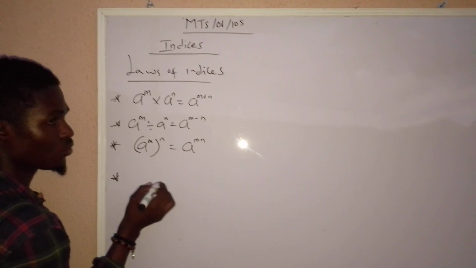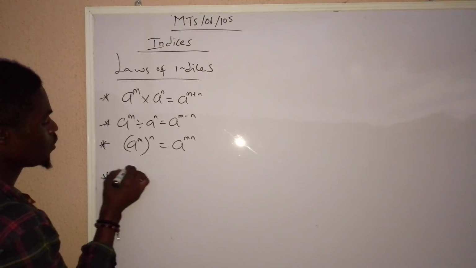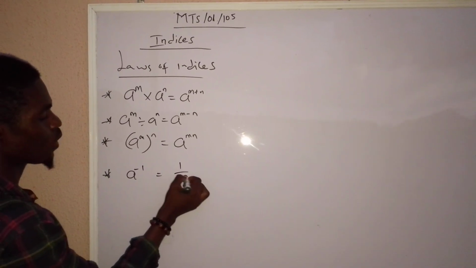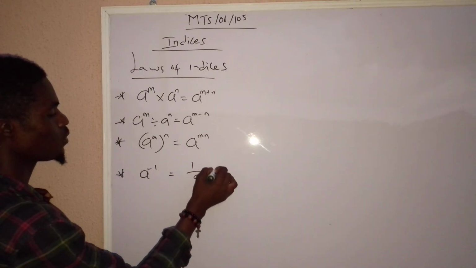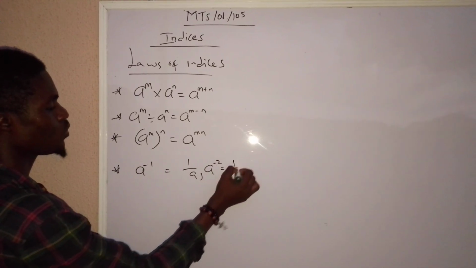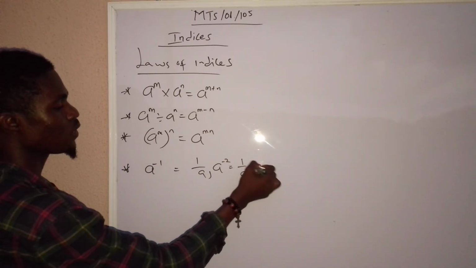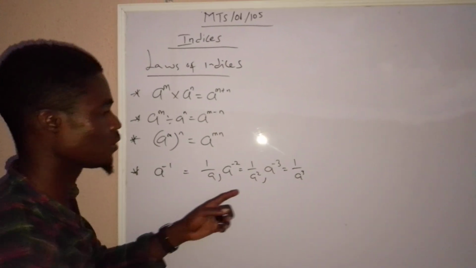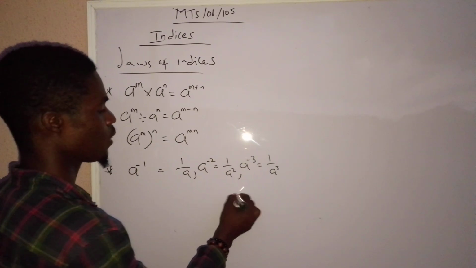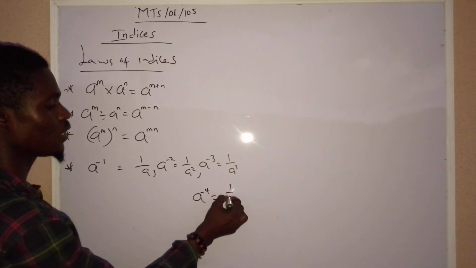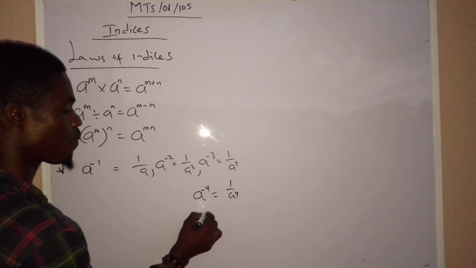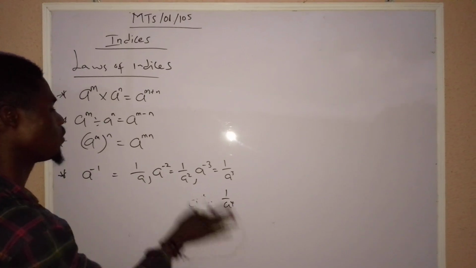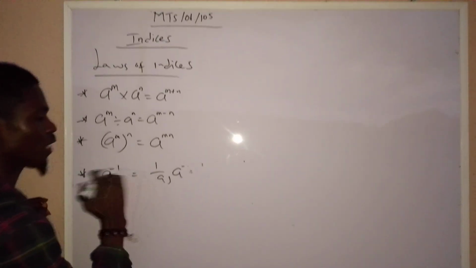So negative index. If you are having, for instance, a raised to power minus 1, it's the same thing as 1 over a. If you are having a raised to power minus 2, the same thing as 1 over a raised to power 2. If you are having a raised to power minus 3, it's the same thing as 1 over a raised to power 3. You can see that the negative is just removed here. Something like a raised to power minus 4 is the same thing as 1 over a raised to power 4. Y raised to power minus 6 is the same thing as 1 over y raised to power 6. You can think of any of that yourself. I don't want to limit it to this side, that's why I expanded it.